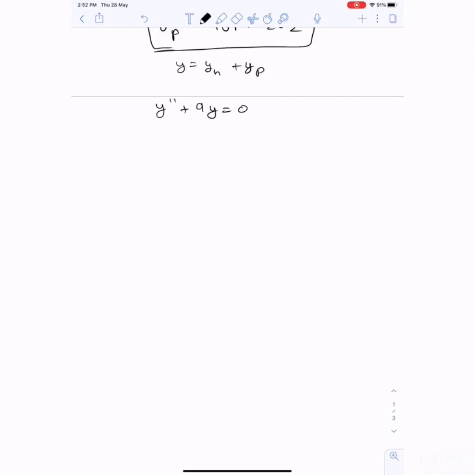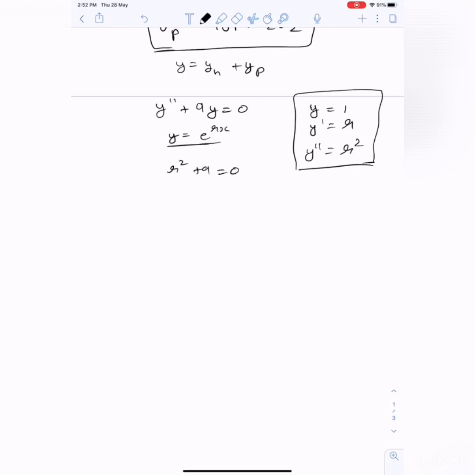Basically we'll be assuming our y to take the form e to the power rx and then substituting it, and once you substitute it, you would end up with r square plus 9 equals 0. The shortcut is just to substitute y equal to 1, y dash equal to r, and y double dash equal to r square. It's basically a shortcut.